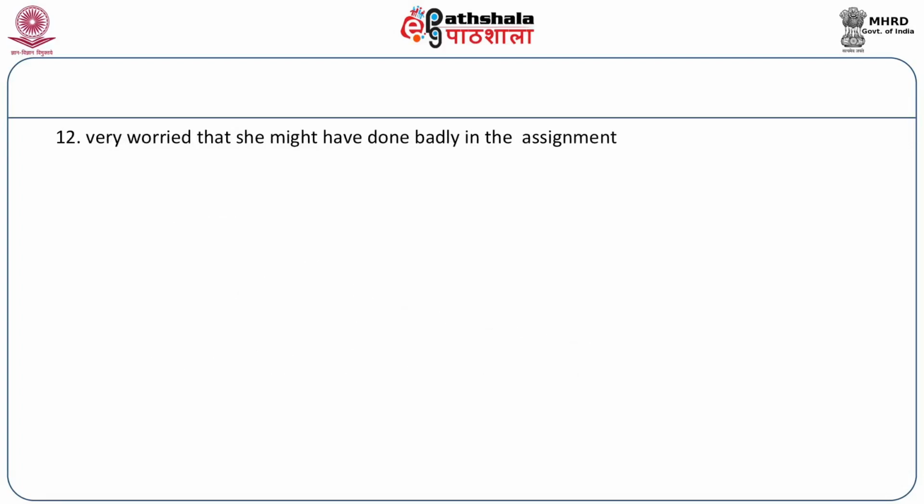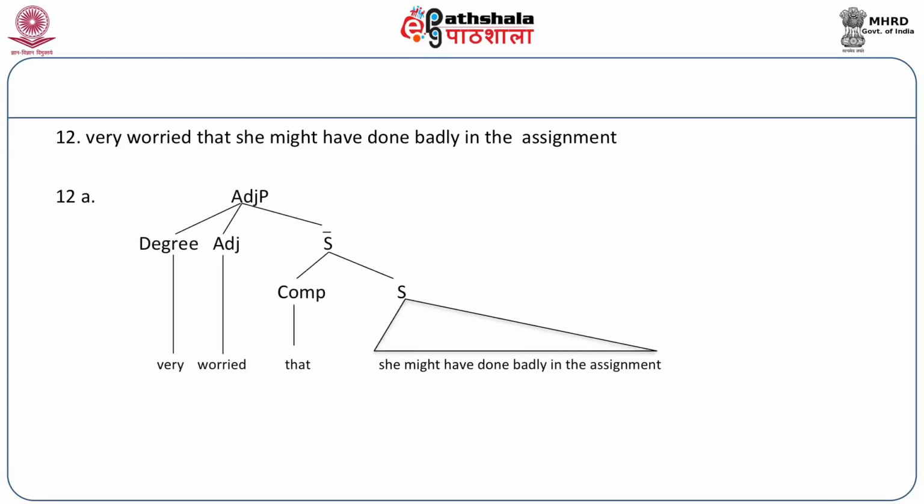In 12, we have an adjective phrase where we have a degree word before the adjective, very. The adjective phrase is very worried that she might have done badly in the assignment. Here again we have an S bar after the adjective. Why is it an S bar? The same reason, because we have a complementizer before the clause she might have done badly in the assignment. That is a clause, so it is an S, and because it is preceded by a complementizer, we call the whole thing an S bar.